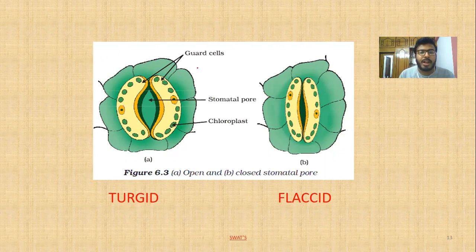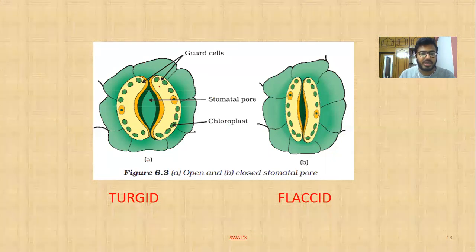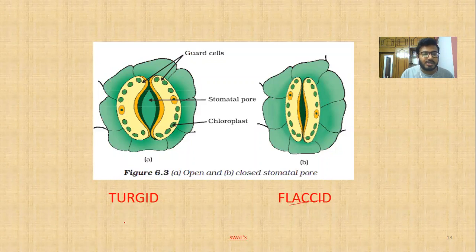Whenever more water comes in, when there is a larger amount of water inside, at that time the guard cells will be relaxed and they'll be open. And when the water goes outside, I mean evaporation, transpiration happens, with gaseous exchange. When the water goes out completely from inside the guard cells, what happens? They shrink. The shrunken form is called what? Flaccid. And when it is open, that is known as what?